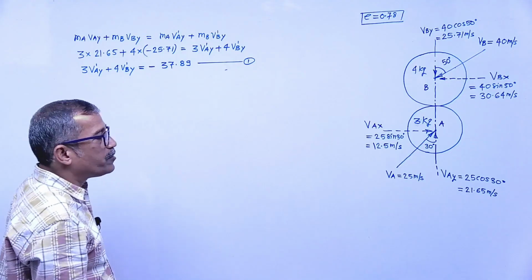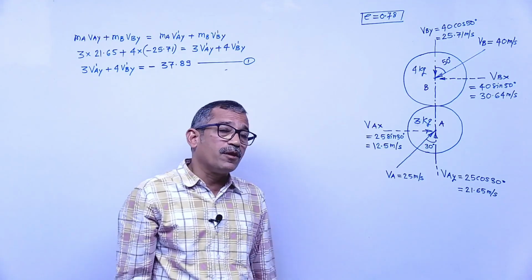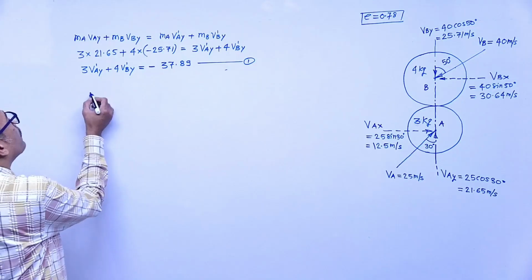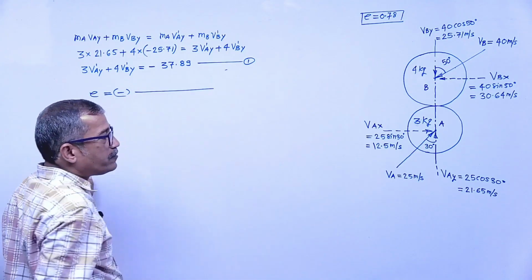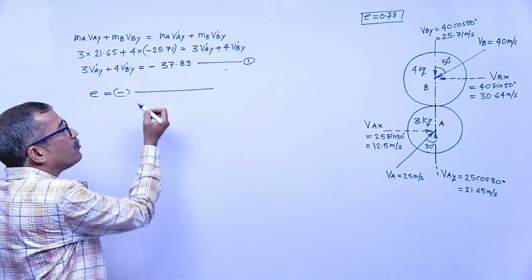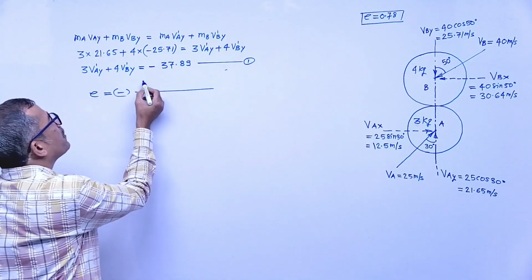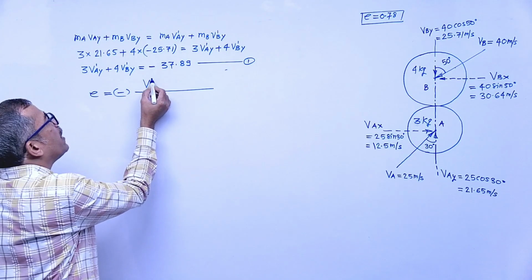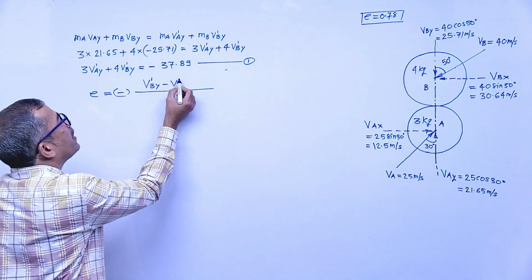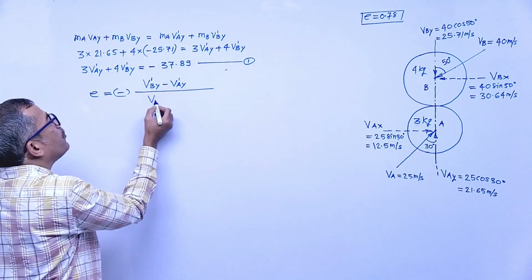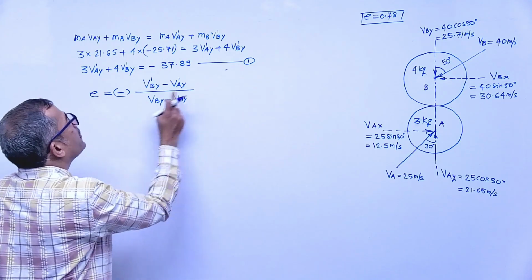Next equation, coefficient of restitution. It is the ratio of what? Velocity of separation to the velocity of approach. Formula, all you are recalling: E equal to what? Minus, right? In the numerator, after impact, which components are along the line of impact? Can you write VB dash y minus VA dash y upon VBy minus VAy, right?